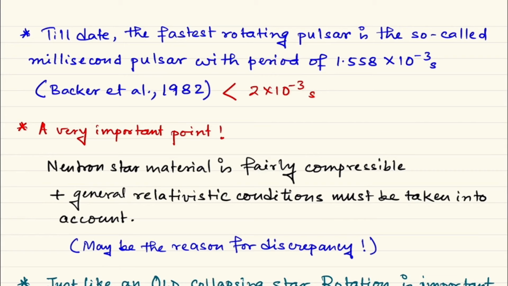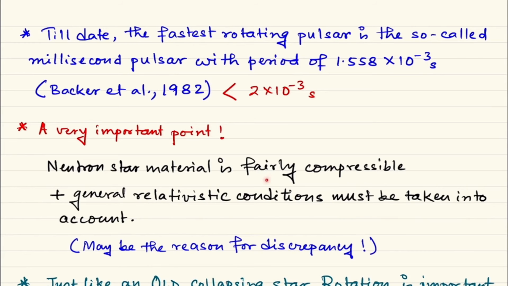So this star material is fairly compressible, first of all, and due to being very massive and very compact, the general relativistic conditions, that means the curvature in the space-time due to that neutron star, should not be forgotten.